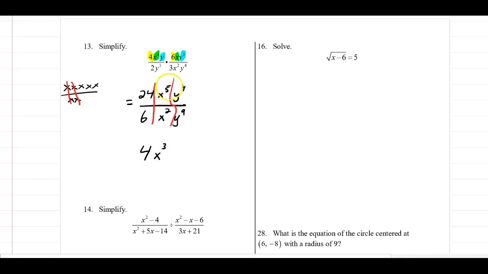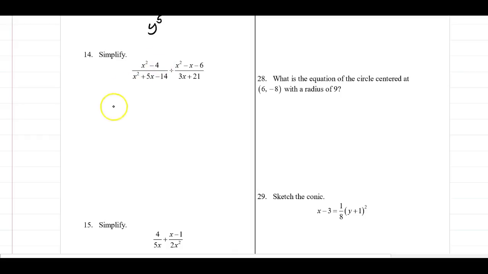And we can also get that by going the bigger number minus the smaller number. So 5 minus 2 gives us 3, because we had more x's on top. Here we have more y's on the bottom, and so 9 minus 4 gives us 5. So this expression reduces to 4x cubed over y to the 5th.